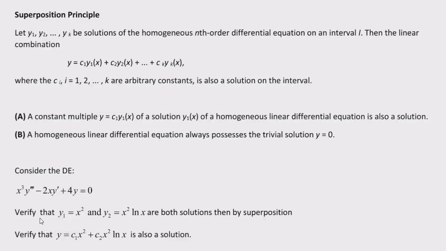So I've got a differential equation and I've got two potential solutions. The claim is that the general solution would be something with C1, C2 times those two initial solutions. So let's first verify that the two given solutions are actually solutions, and then we'll look at the general combination of the two.